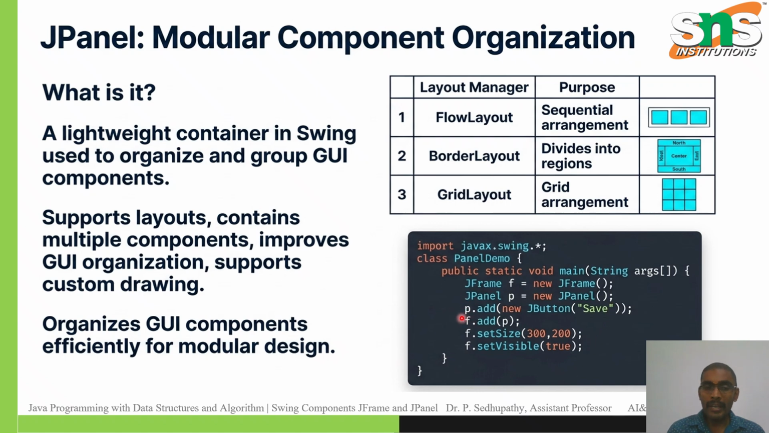Here is a simple example of how a Java frame is created. After the frame, a panel is created and added. Inside the panel there is a button created. On the button there is a label called save. The button is added inside the frame and the frame is set. Frame size is assigned using setSize and visibility is enabled as true.